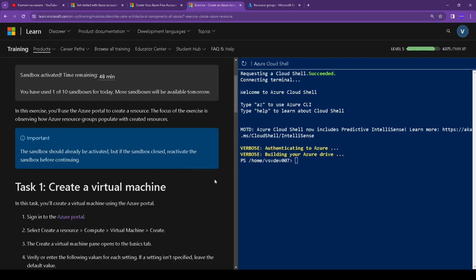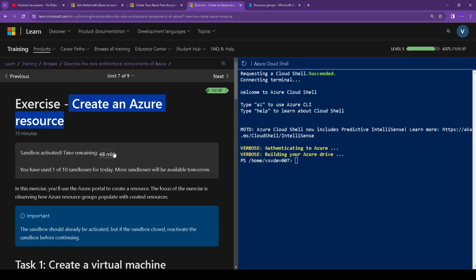So this is all. Your sandbox is activated for some period of time, which is listed here. That's all. Good luck.